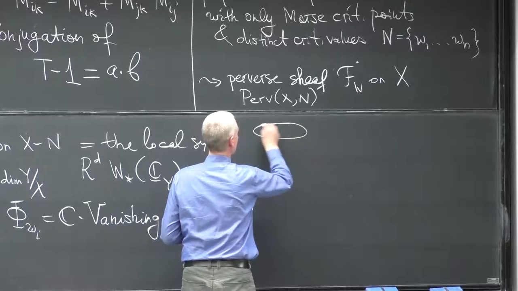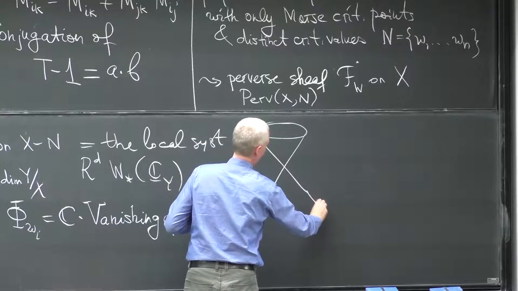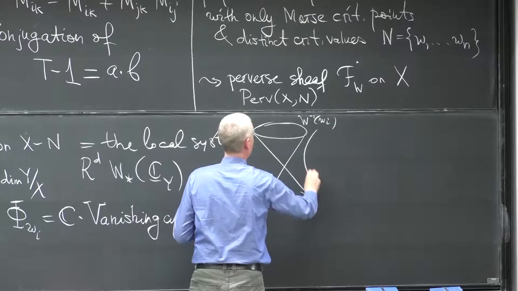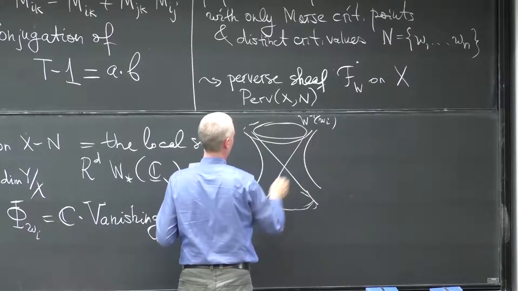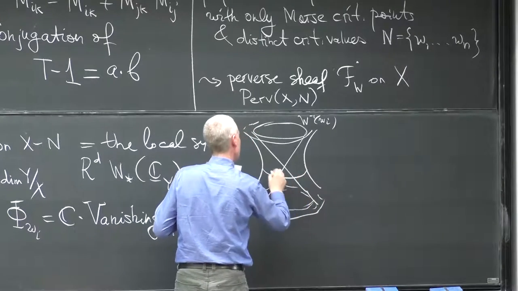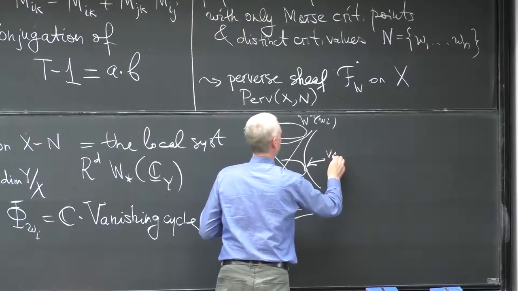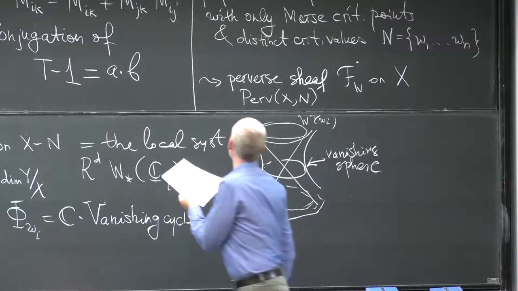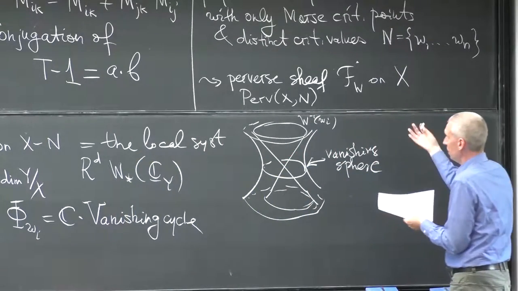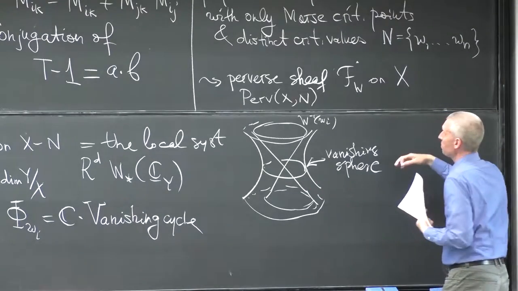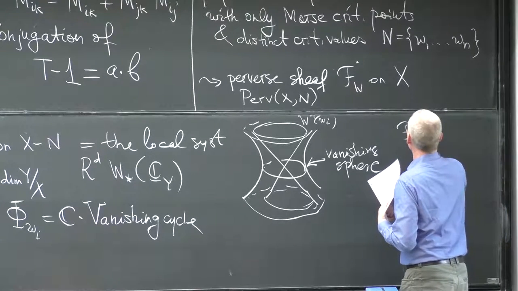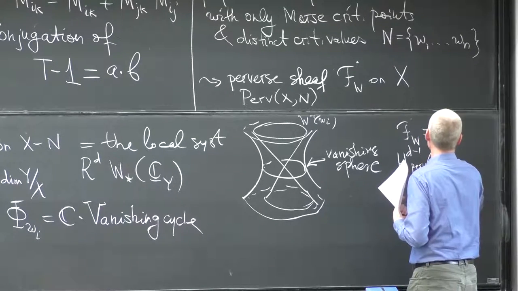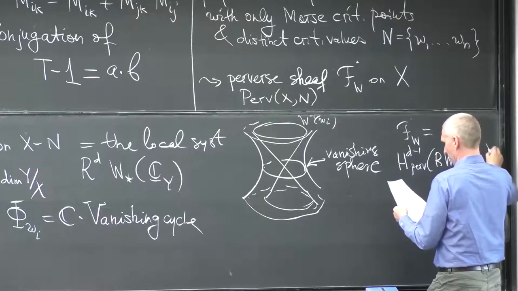So the classical picture would be like this. Near this point, that would be W inverse of W_I. So this is a nearby fiber, which is smooth. And here around, this is the vanishing sphere. So we have this sheaf F_W. It can also be seen as the minimal extension of this local system, or can be said as the perverse homology. F_W equals H^{D-1} perverse, simply of the direct image, W_* C_Y.